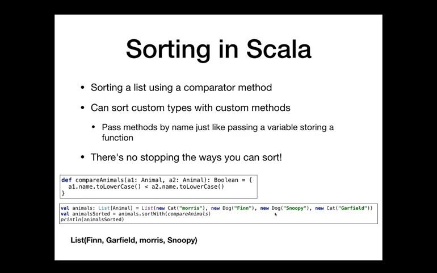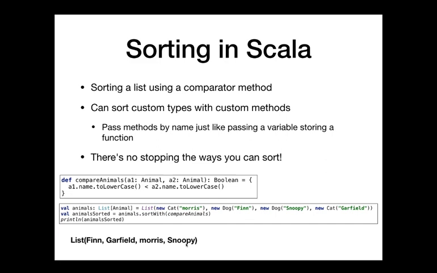I haven't talked about this one in lecture this semester. But it does what you expect. Animal has a name variable, and then cat and dog extend animal, so they all have that name variable. Get my list of animals, sort with compare animals. Then they'll be sorted alphabetically, ignoring case.